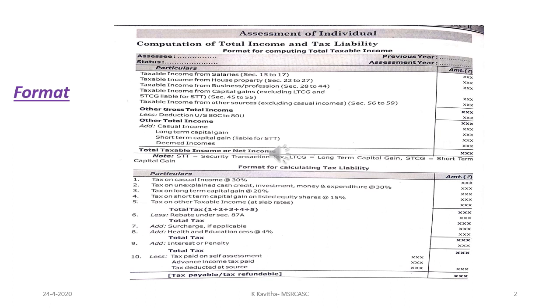So it can be tax payable by the assessee to the tax authority, or if it is a negative value, it means that this is the tax refund which has to be paid by the tax authority to the individuals. This is how the format will be followed. Please understand it properly.